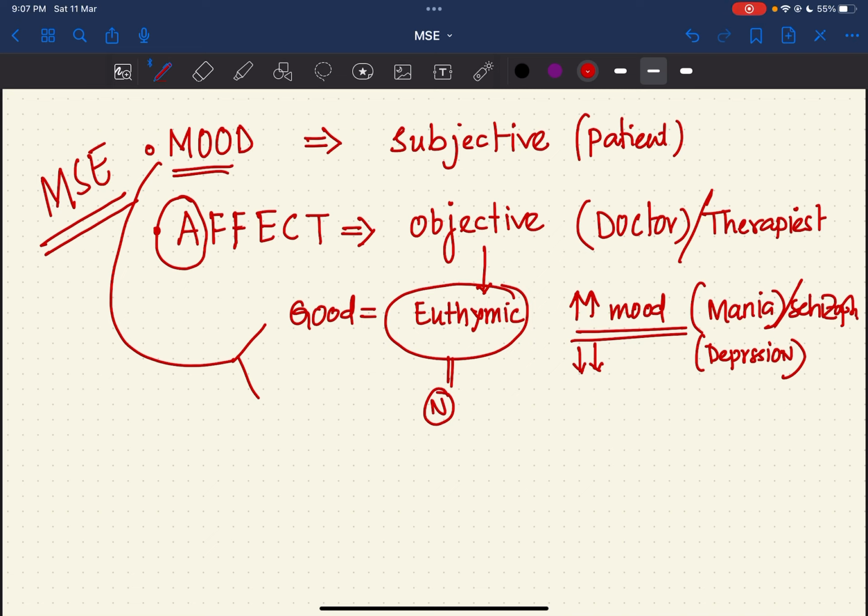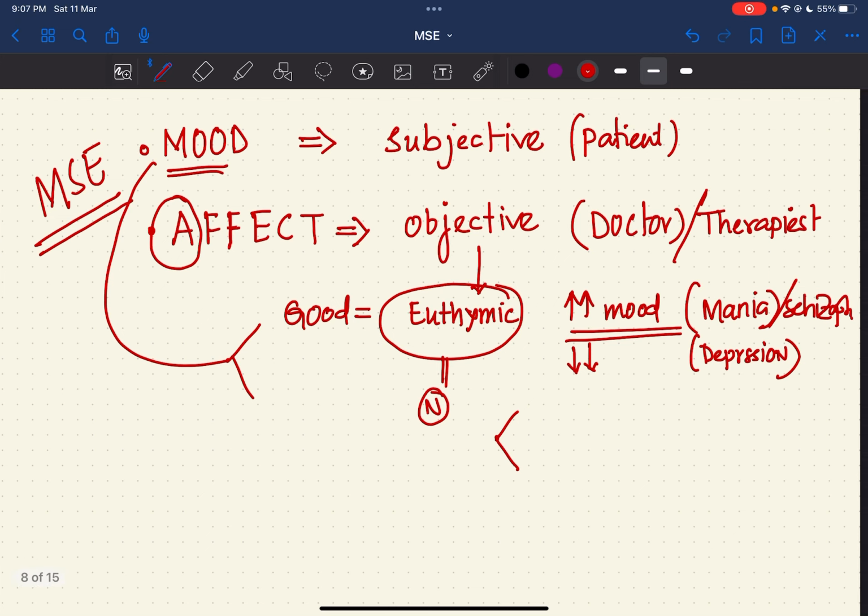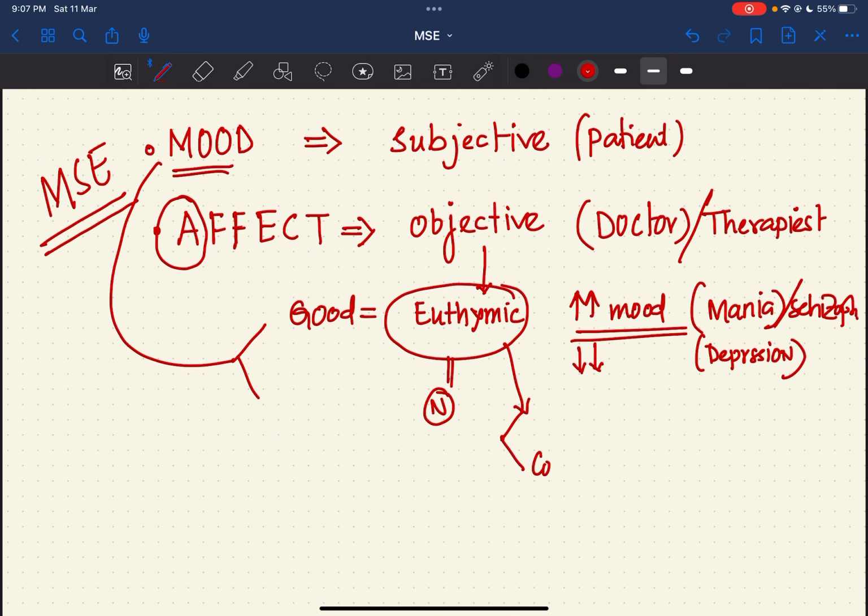Now the affect can be euthymic, number one. Number two, it can be constricted. What we see, euthymic is normal, while constricted we can see in psychotic disorders like schizophrenia. Or it can be irritable or dysphoric. It is also seen in schizophrenia and other psychiatric conditions.